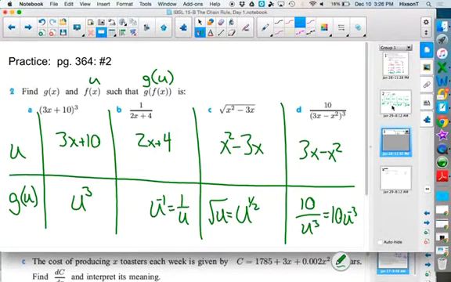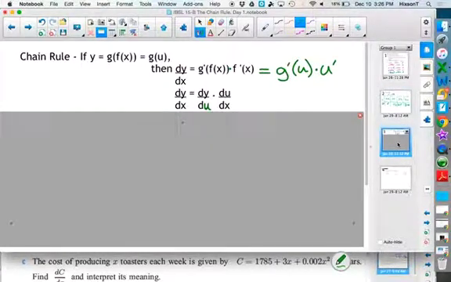In other words, when we take the derivative here and we get 3u squared, that u was 3x plus 10. It's going to be 3 times x plus 10 squared. It stays what it is. But then you have this extra step here. You're going to multiply that result by du dx.